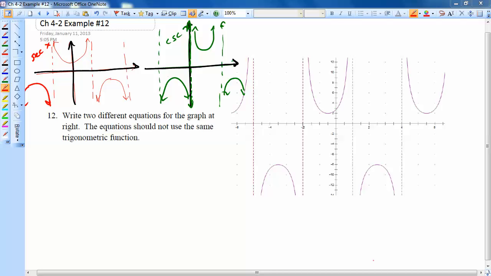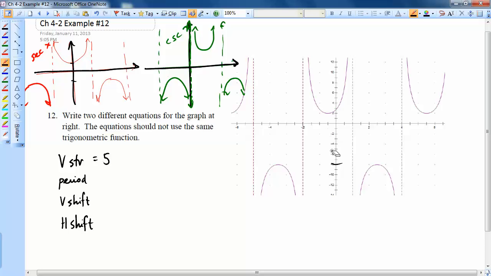So let's take a look at our graph, the purple one over here, and analyze the features that we need. So stuff like vertical stretch, the period, which will get us the B, the vertical shift, and the horizontal shift. And the horizontal shift will depend on which function we're aiming for. So the vertical stretch here, well, normally these things go from -1 to 1, so a span of 2. But this goes from 2 all the way down to -8, so a span of 10. So it went from 2 and then multiplied up to 10, so it's a vertical stretch by 5.